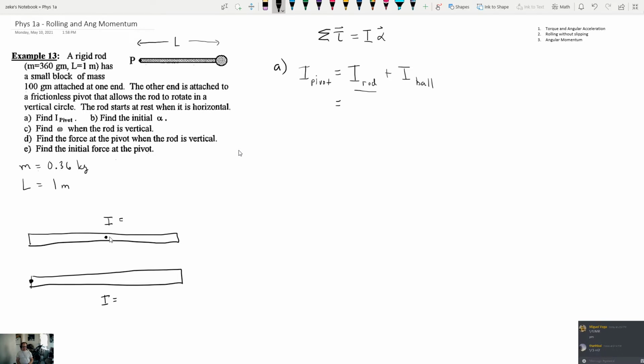So which one's smaller? Both of them are multiplied by m times the length squared, right? So which one of these has the 1/3, and which one has the 1/12? The top one's smaller, and 1 over 12 is smaller, right? So this is 1 over 12, and this is 1 over 3. If you don't know where these are coming from, there's a table in your textbook. Okay, so which one do we use in this problem?